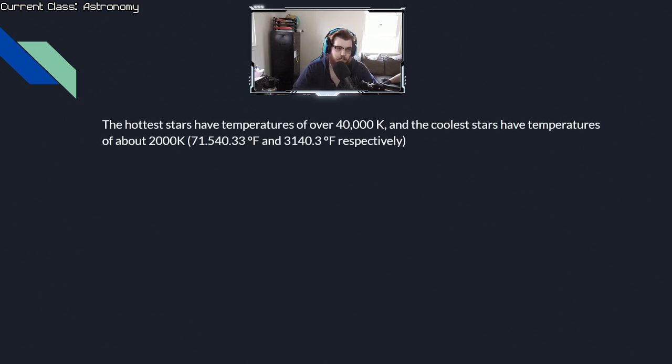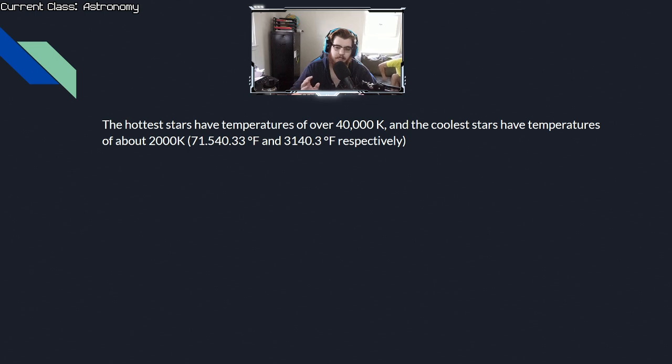Now, to understand these blue stars, they have hot temperatures that are over 40,000 Kelvin. And the coolest stars, which, note, are the coldest stars, are still about 2,000 Kelvin. Okay, so what does that mean to you? Because you're some random person that's probably in America and you're like, I don't understand what Kelvin is.